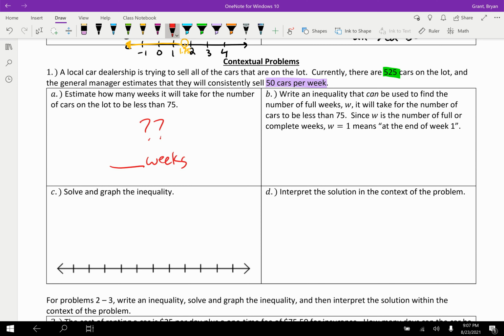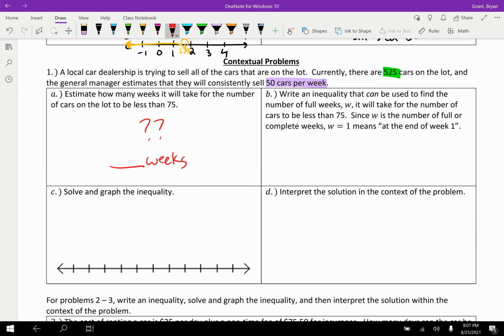Part B. Write an inequality that can be used to find the number of full weeks W it will take for the number of cars to be less than 75. Since W is the number of full or complete weeks, W equals 1 means at the end of week 1.